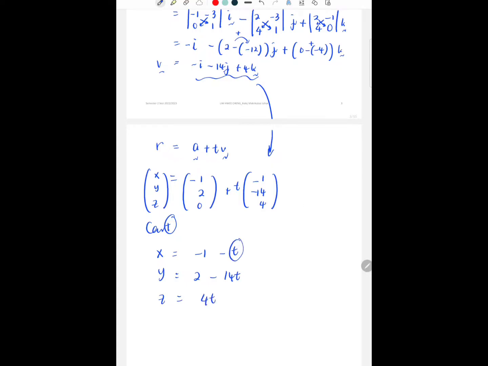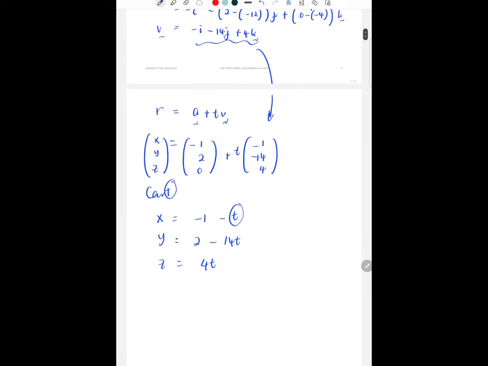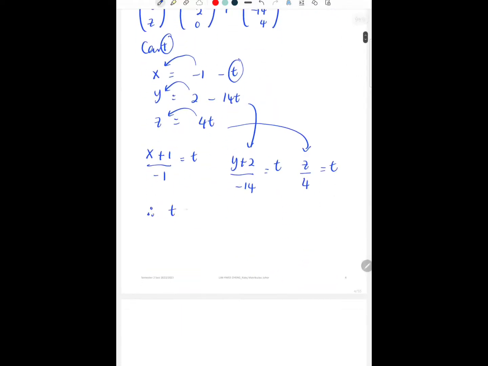Okay, pindahkan, sebab yang ini ada negatif, so kita letak negatif 1, itu semua pindah. Okay, so yang ni x minus jadi plus 1, okay, equals to negatif t tu letak negatifnya dekat bawah sebab dia darab negatif t, jadi negatif pindah jadi bahagi. So yang ini kita akan tulis dia over negative 1 equals to t. Okay, yang untuk y pula, y plus 2 over negative 14. So ini pun sama dengan t. Yang z pula last sekali, z tak ada tolak apa-apa, jadi z over 4 je equals to t. So kita cantikkan jawapan kita, t equals to x plus 1 over negative 1, y plus 2 over negative 14, z over 4. So that is Cartesian equation.